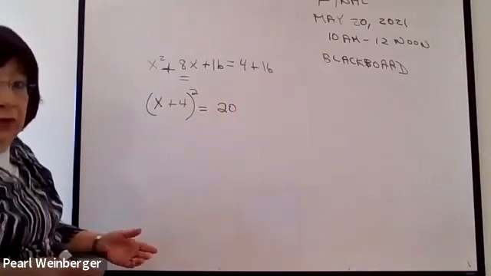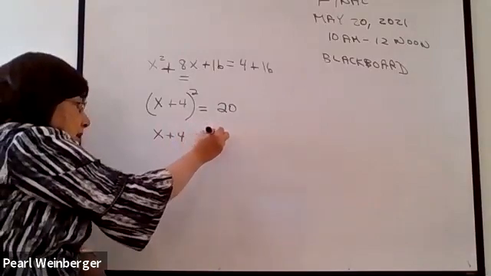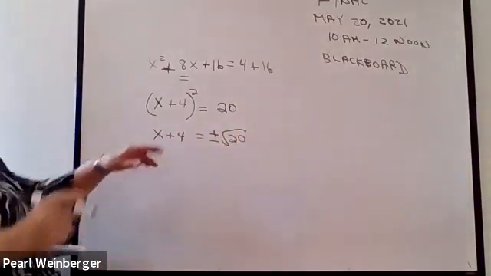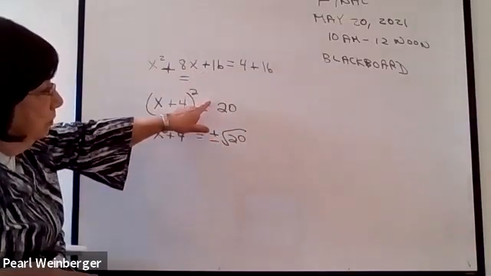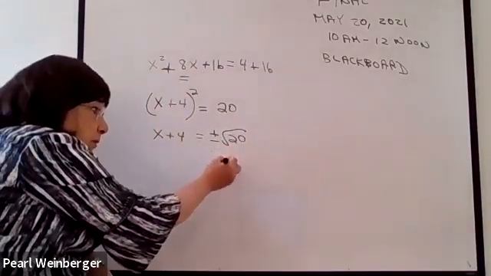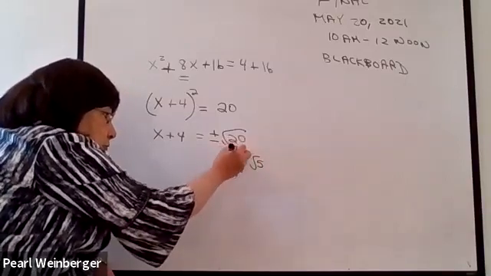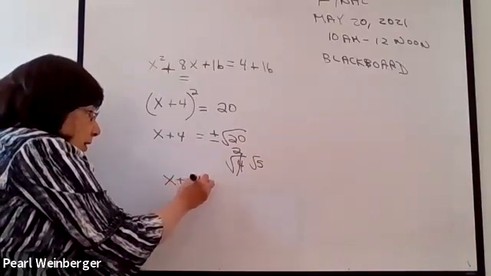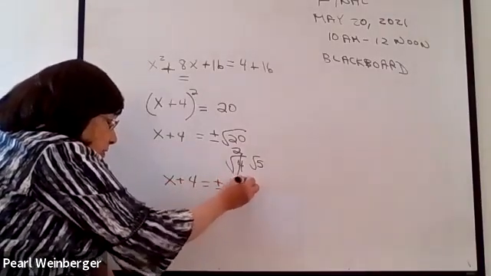Now we take the square root of both sides. On this side, we just get x plus 4. And on this side, we get plus or minus the square root of 20. On the side that doesn't have the square, you take the square root, but don't forget to put the plus or minus in front of it. Now, the square root of 20 can be broken up into 4 and 5, which is 2 radical 5. So this becomes x plus 4 equals plus or minus 2 radical 5.